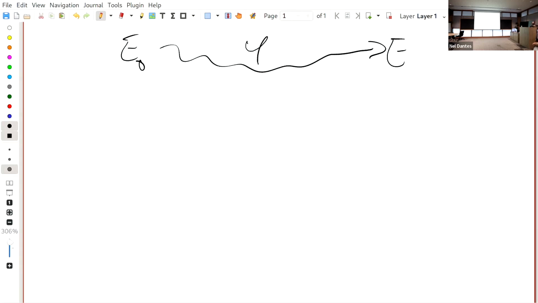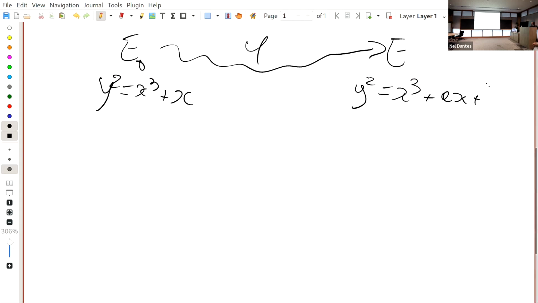But now, how are these elliptic curves given? Typically, they will be given by some equation. So for example, this could be y^2 = x^3 + x, the favorite elliptic curve of every isogenist. And this one will be some other curve, y^2 = x^3 + ax + b, just an arbitrary curve. Typically, the problems are usually of this type, where one of the curves is fixed, it's always the same, and the other one, E, is going to vary and be a random elliptic curve.